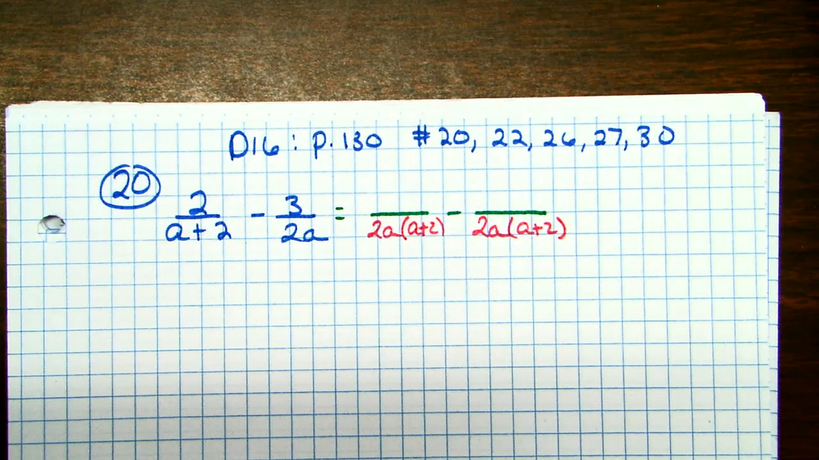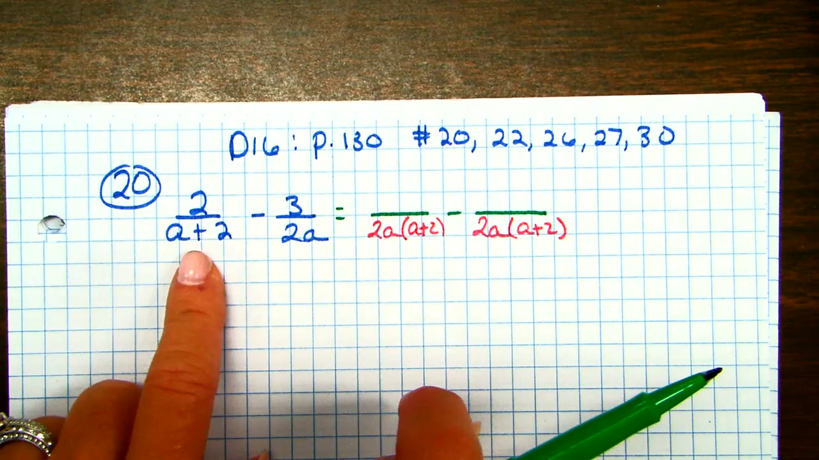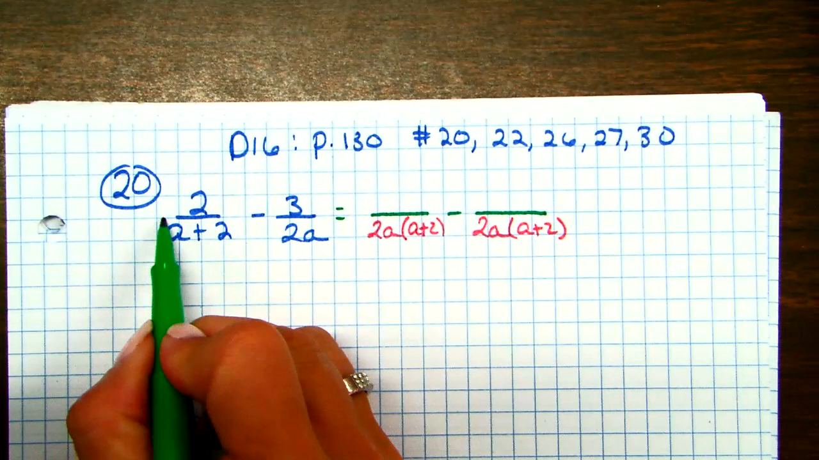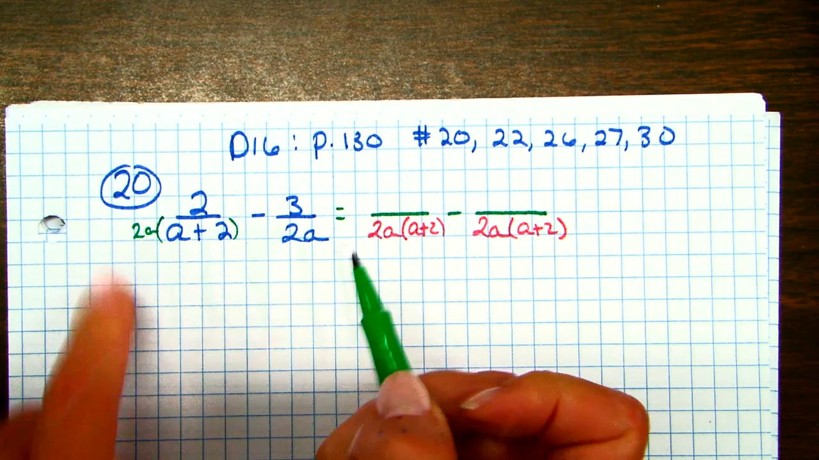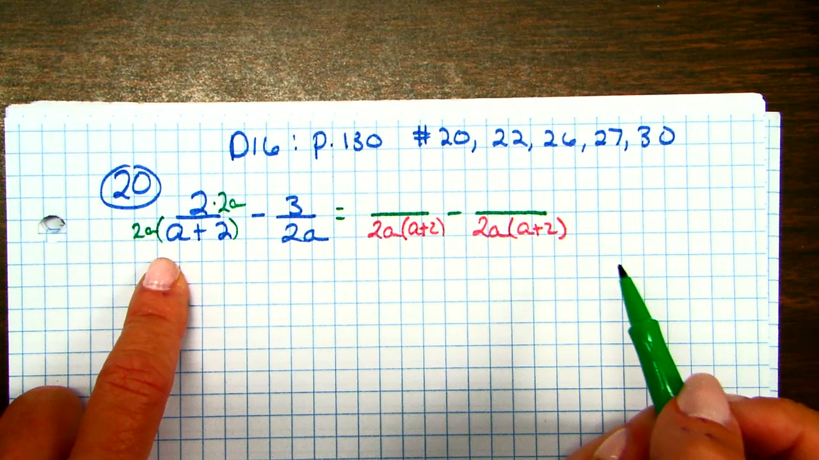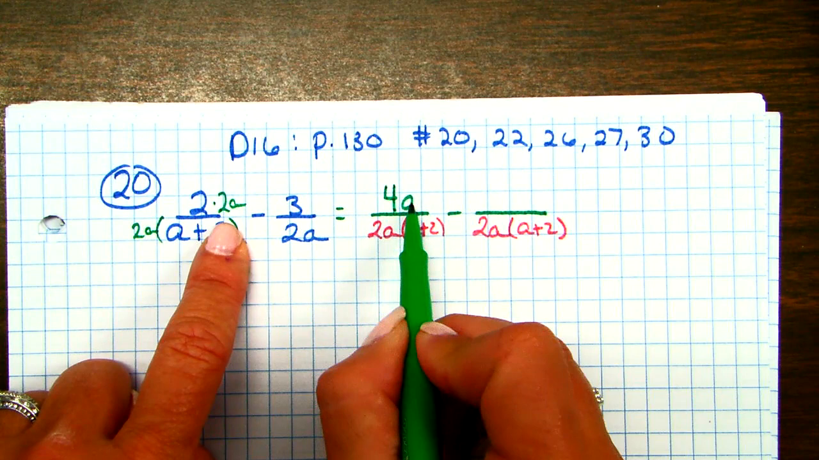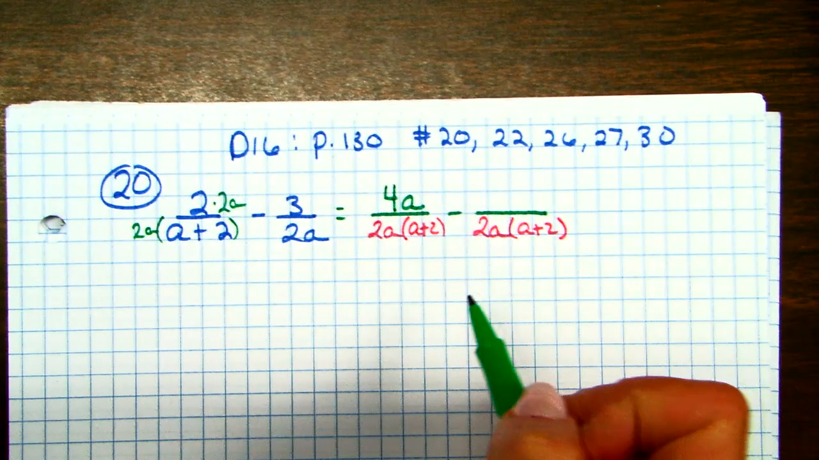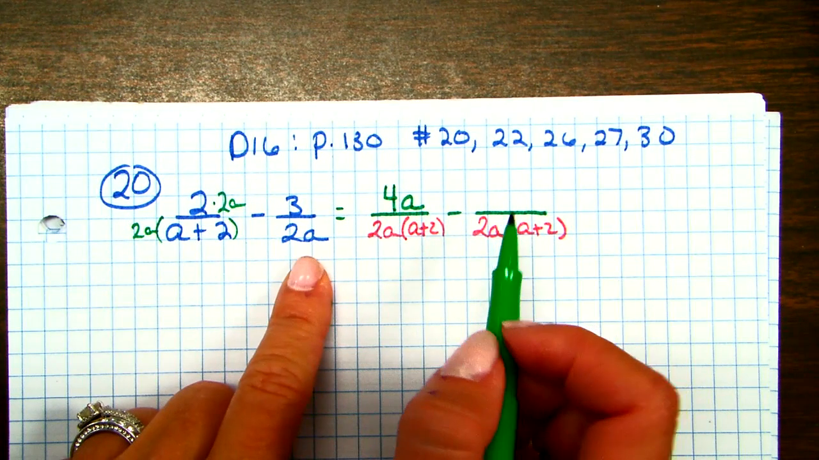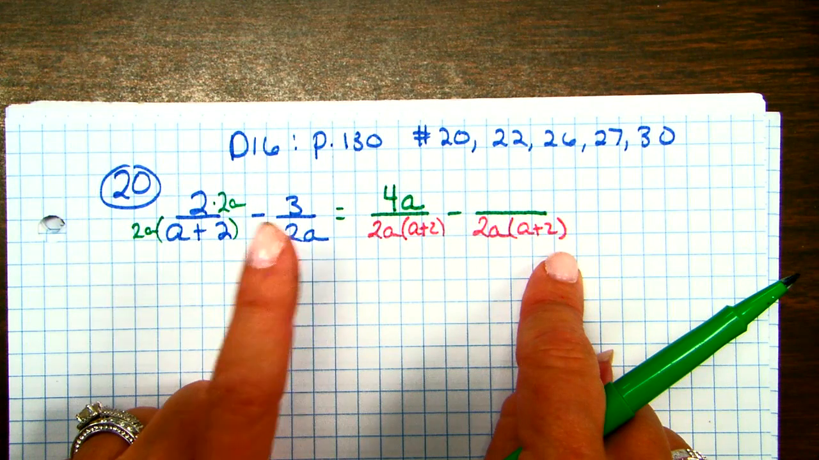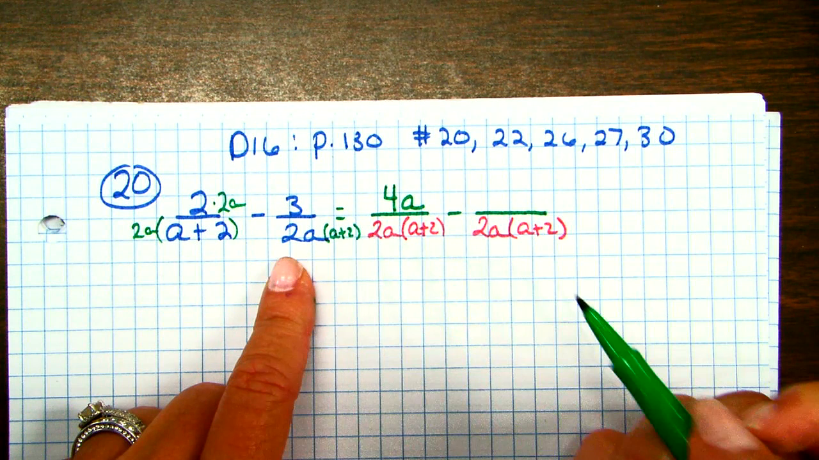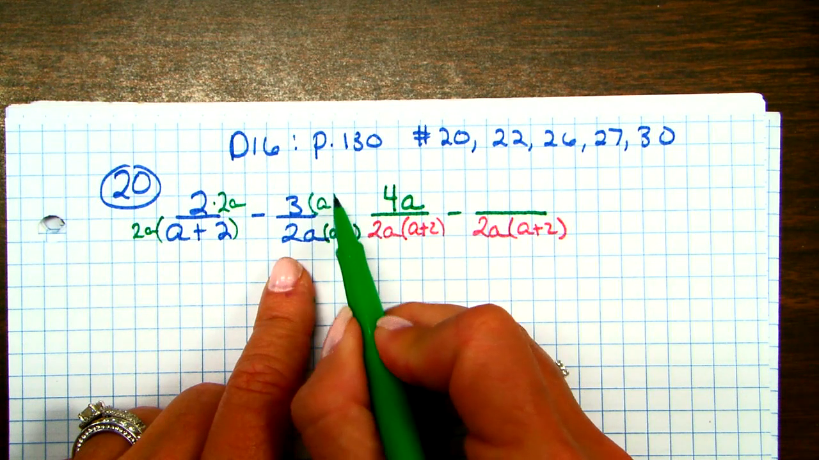So what we did is we went from blue to red. We changed this denominator to be this. What we did to this denominator to get this is we multiplied it by 2a. Whatever we do to our denominator, we have to do to the numerator. So 2 times 2a is 4a. Same thing with our second fraction. I'm going from 2a to 2a times a plus 2. What's missing from blue to red is the a plus 2. Do the same thing to the top.